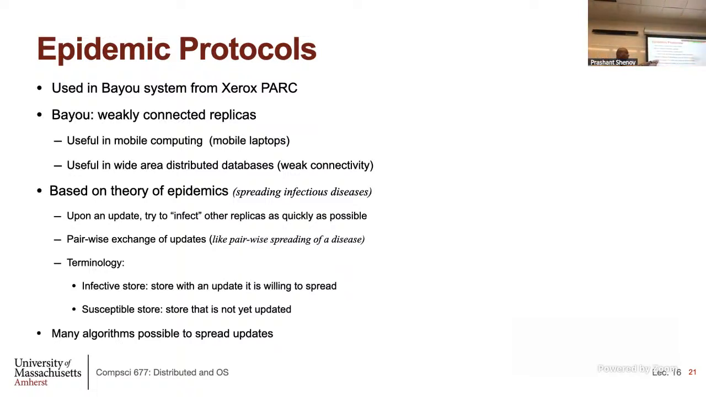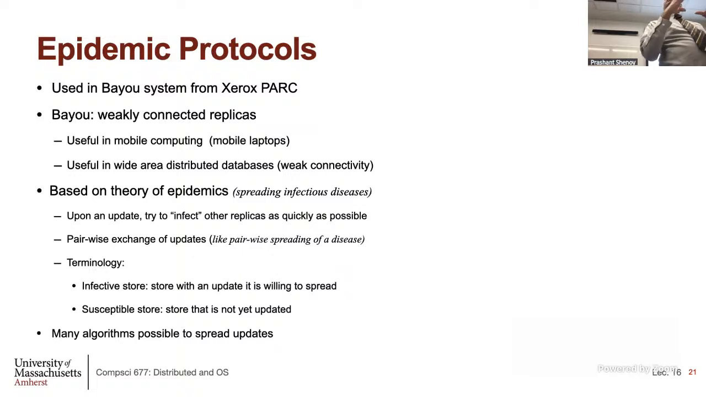If a device has an update, it's said to be infected, meaning that it has an update and wants to spread it. How is it going to spread it? You will do pairwise exchange. The infected store will try to contact some other machine and say, do you have this update? If the machine says no, you will just say, here, I'll give you this new copy. Now you have that update, and that machine gets infected. It will do the same thing. It will contact some other machine at random and say, do you have the update? If the answer is yes, there's nothing to do. Otherwise, you will actually send that update. That's the basic, very high-level idea of epidemic protocol.